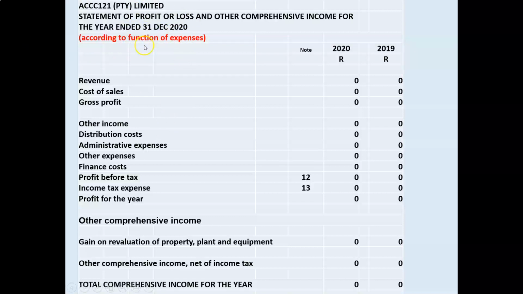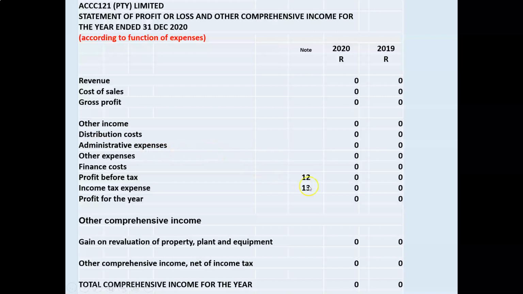There's quite a lot of examples, so you can work through that in your textbook. Now, if I'm specifying that you have to use the function of expenses method, then it means that you will only have 4 types of expenses. The first one is the distribution and selling costs. The second one is administrative expenses. And the third one is other operating expenses. The fourth one will be the same, it doesn't matter whether I'm using the nature of expenses or the function of expenses: finance costs.